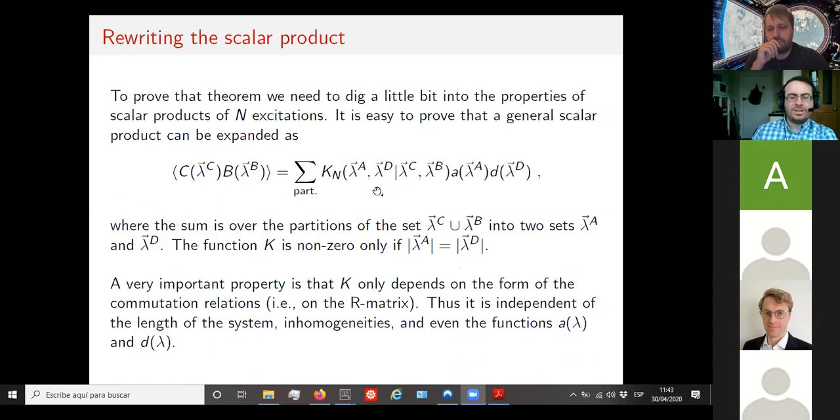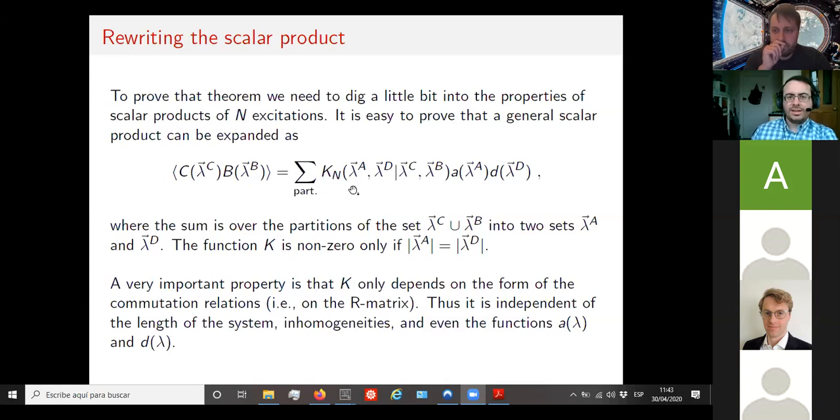This relation is something you can see already from the commutation relations. Basically, you start commuting A's and C's and D's and B's until you only get A's and D's. And they have always to appear in the same number. Because when you commute a C with a B, you get a D and an A. And because the commutation relations of A's and D's do not change their number when they commute through the C's, you always have the same numbers of A's and D's. And you have to put here a function Kn that takes into account all these f's and g's that you get from the commutation relations.